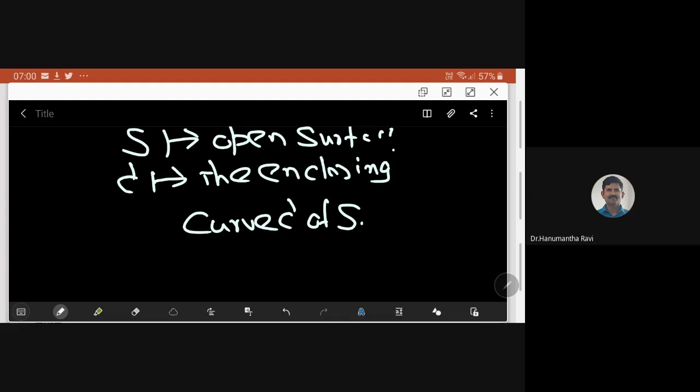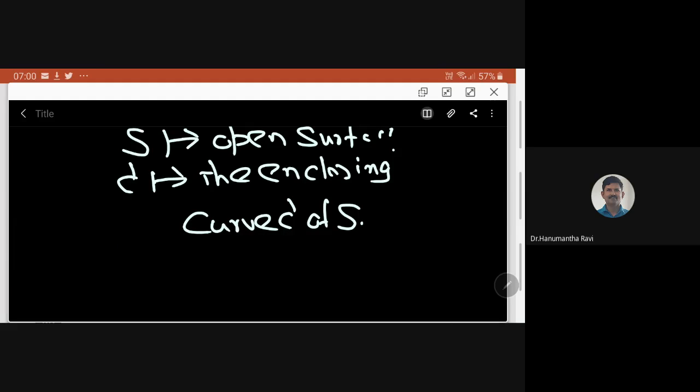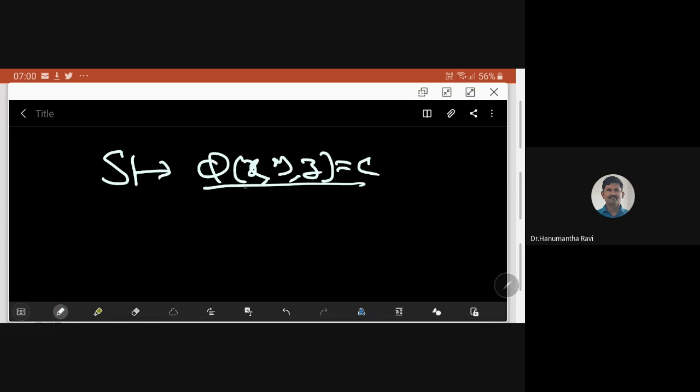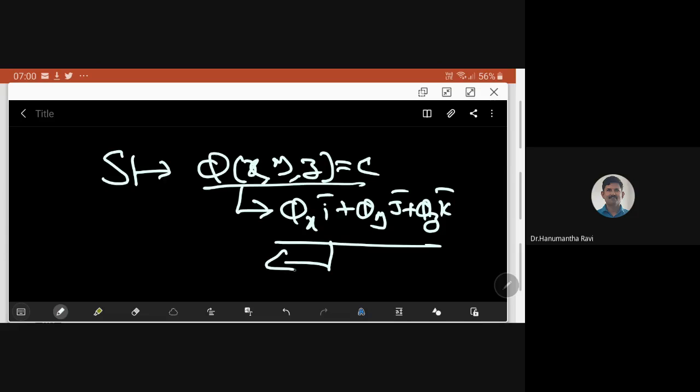Now the surface is represented by an equation. From this equation, you can think about phi_x i bar, phi_y j bar, phi_z k bar. This is nothing but grad phi. That is called the normal vector.